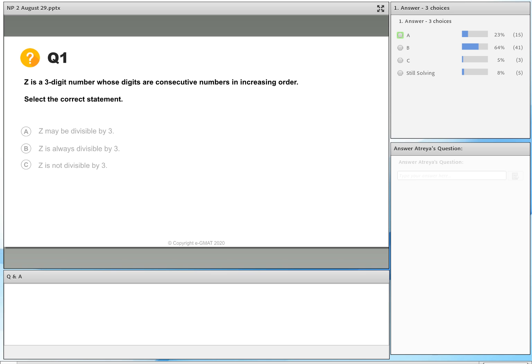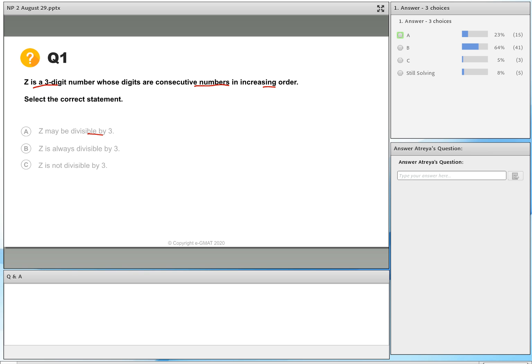What is the question asking? It's first saying that Z is a 3-digit number whose digits are consecutive numbers in increasing order. I need to select the correct statement. Now, to see the relationship between Z and divisibility by 3, I first need to know the divisibility rule of 3. So I've opened the short answer poll, guys. Tell me, what is the divisibility rule for 3?